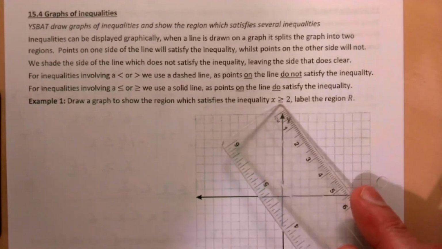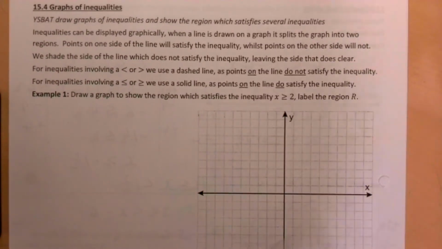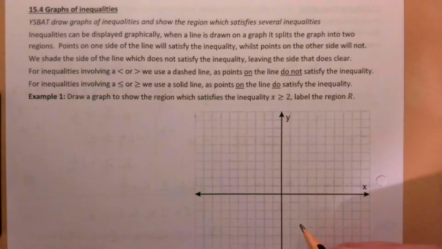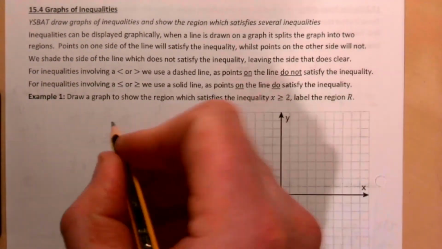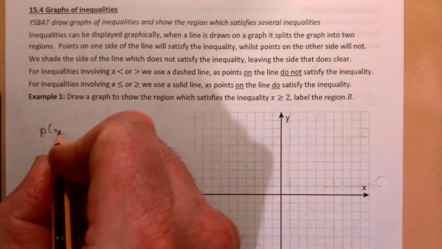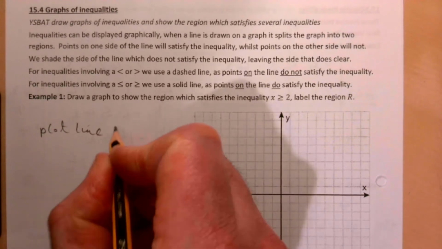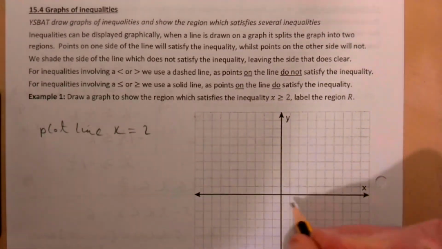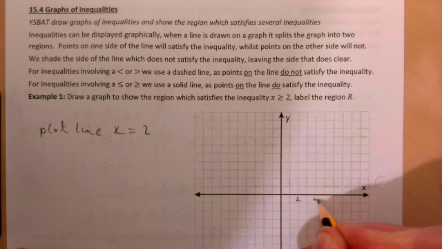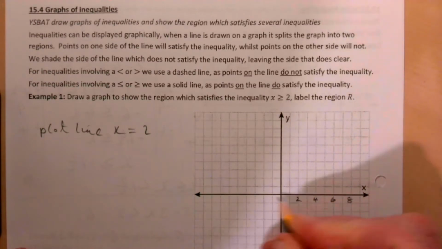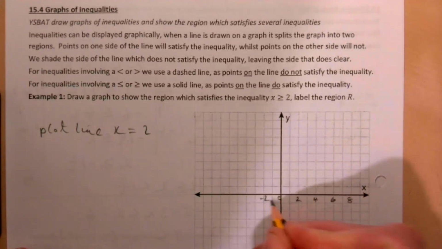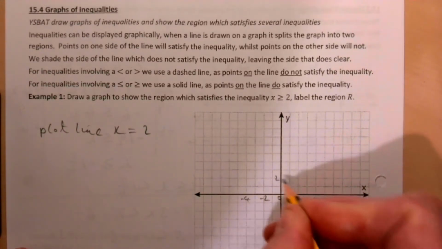The fact that it's greater than or equal to means that it's going to be a solid line, and so we want to effectively plot the line x equals 2. And I'll fill in a couple of numbers here, 2, 4, 6, 8. I hope you're ahead of me here and know what's going on.